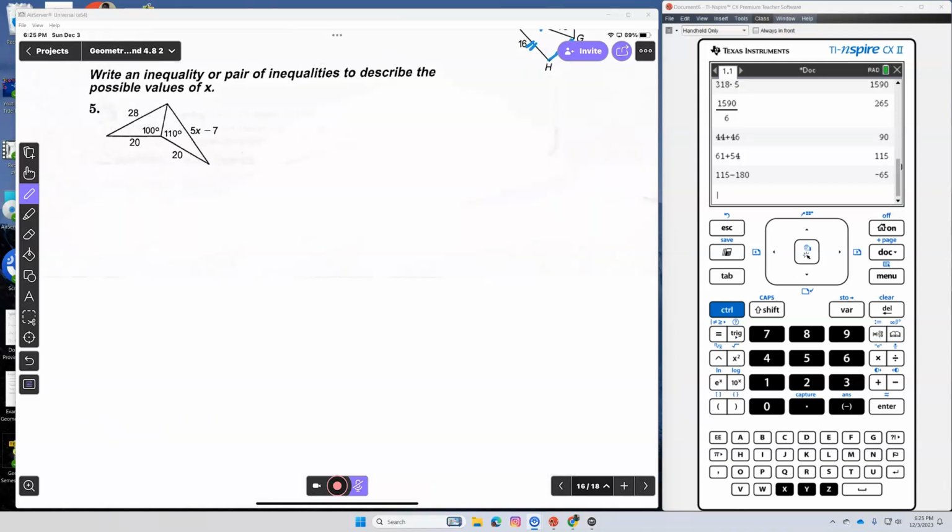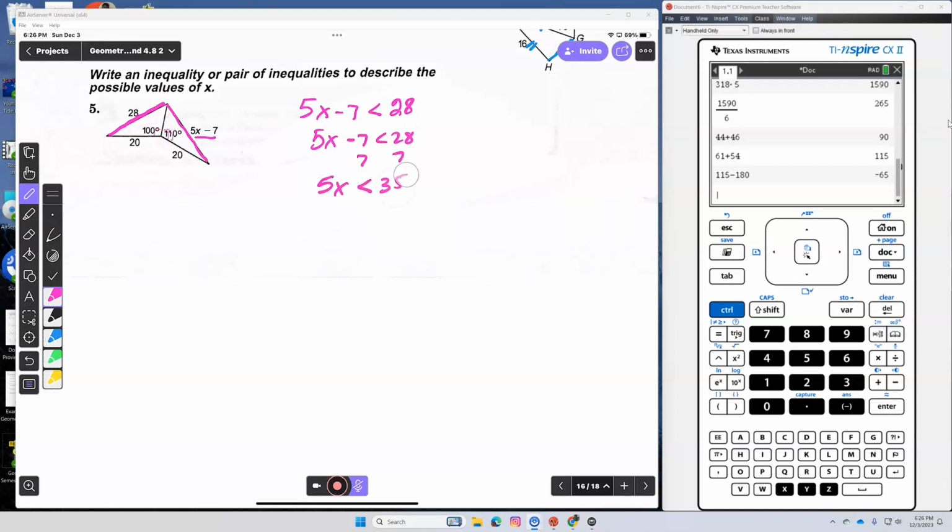Write an inequality or pair of inequalities to describe the possible values of x. Since 100 is less than 110, then we know that the side that's opposite 100 is going to be less than this side. So it's going to be 5x minus 7 is less than 28. We add 7 to both sides. So 5x has to be less than 35. So x is less than 7.